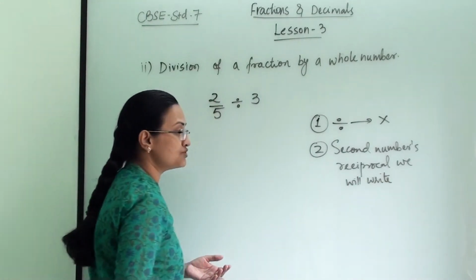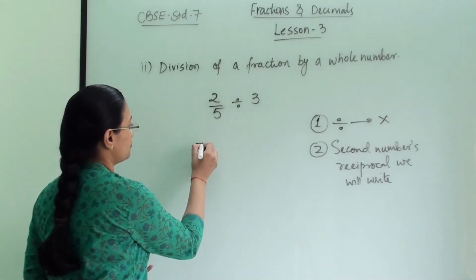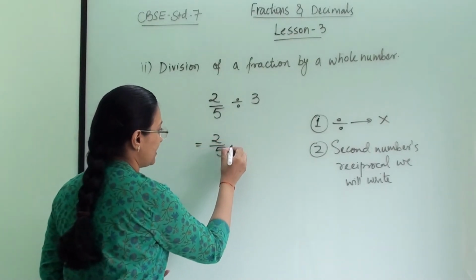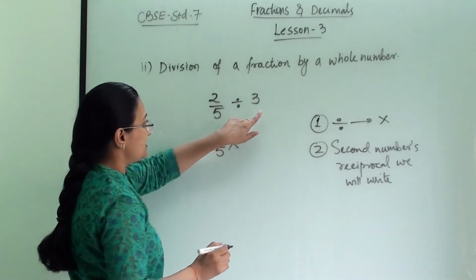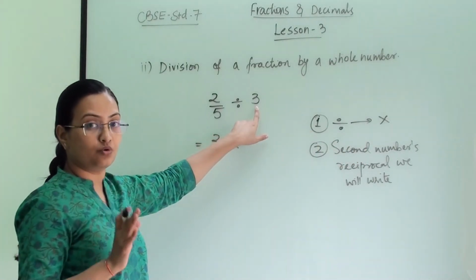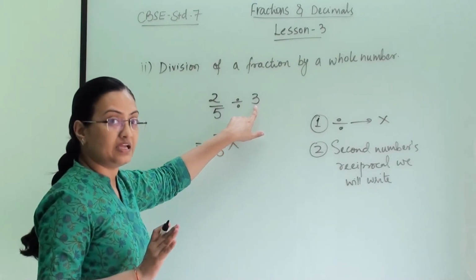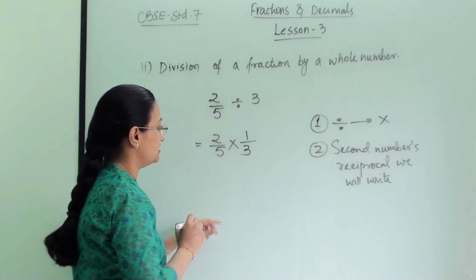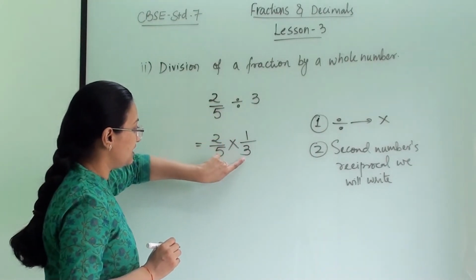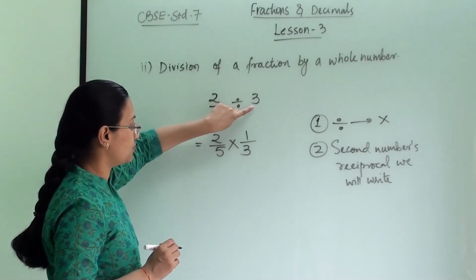So these are the two steps we are following here also. So we will write 2 by 5, then we will change the division sign to a multiplication sign, and write the second number. Now the second number is a whole number, so this is 3. It is in the numerator, so we will write this into the denominator. This is the reciprocal of 3. 1 by 3 is the reciprocal of 3.